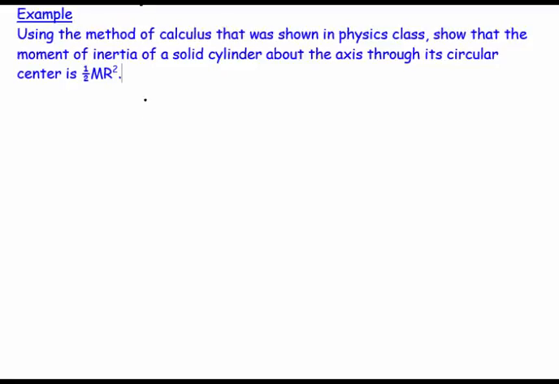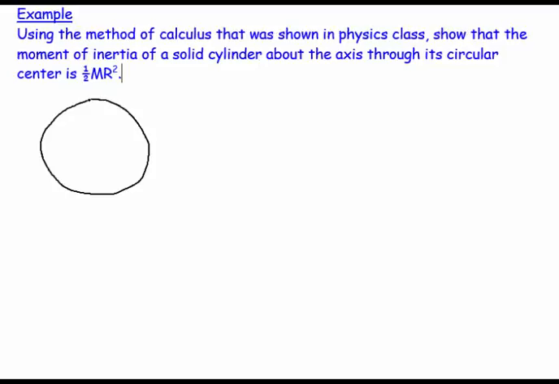Welcome. So this question says, using the method of calculus that was shown in physics class, show that the moment of inertia of a solid cylinder about the axis through its circular center is half mr squared. So let's visualize first of all.